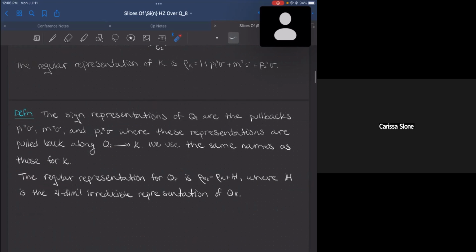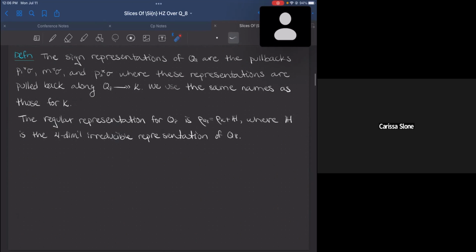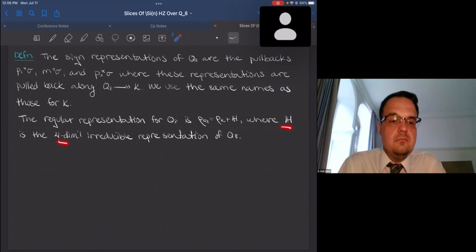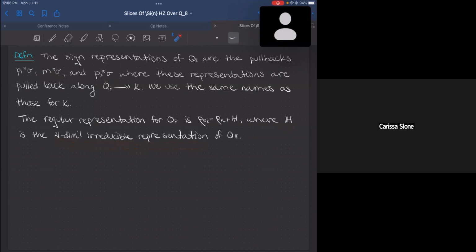And finally, we're also talking about the quaternions. So we want to know about the representations of the quaternions. It also has 3 sign representations, and they're the pullbacks P1^* sigma, M^* sigma, and P2^* sigma, where these representations are pulled back along the quotient Q8 to Klein 4. And then we're going to be using the same names as those for Klein 4. The regular representation for the quaternions is then rho_Q8, which is rho_K plus H, where H is the 4-dimensional irreducible representation of Q8.